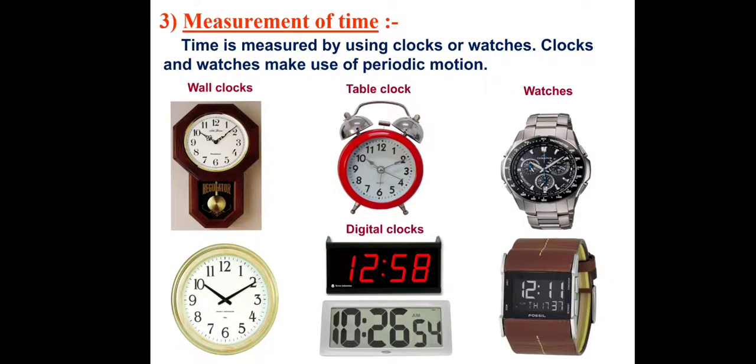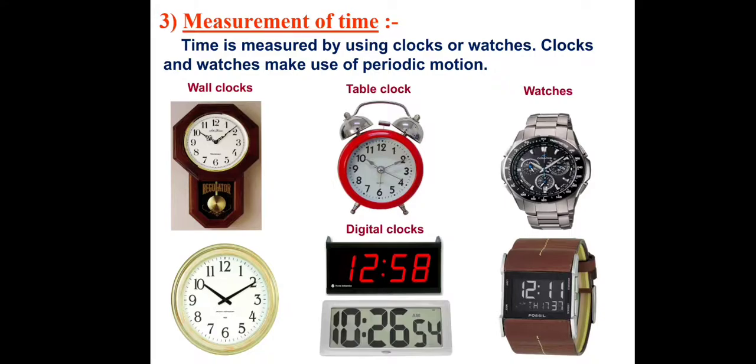So now, measurement of time. Time is measured by using clocks or watches. Clocks and watches make use of periodic motion. So on your screen you can see different types of clocks. First you can see the wall clocks, then table clock is there, then the watches which we wear on our wrist, then again digital clocks which are very common these days.